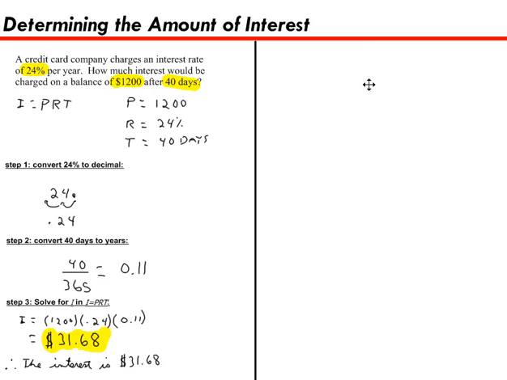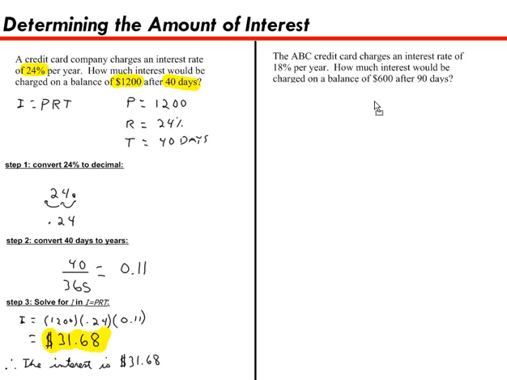And now it's your turn. I'm going to present a practice problem in this column, and I'll give you some time to work on it yourself, and then I'll post the solution down below. So let's read through your problem together, and it is as follows. The ABC credit card charges an interest rate of 18% per year. How much interest would be charged on a balance of $600 after 90 days? Okay, so go ahead and try that problem on your own now.